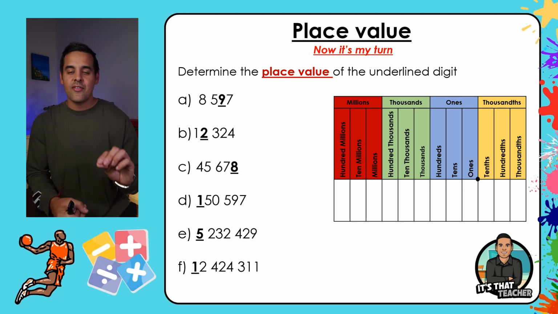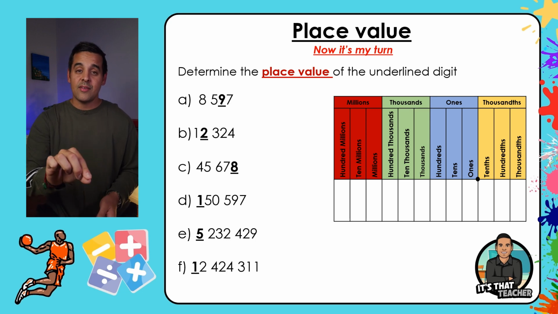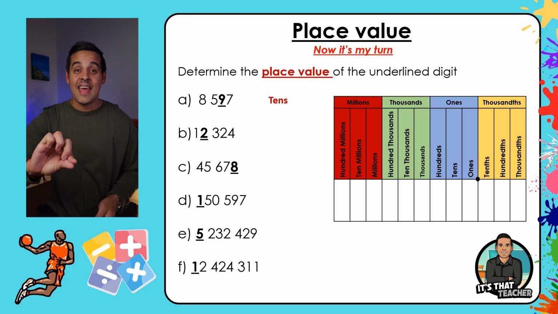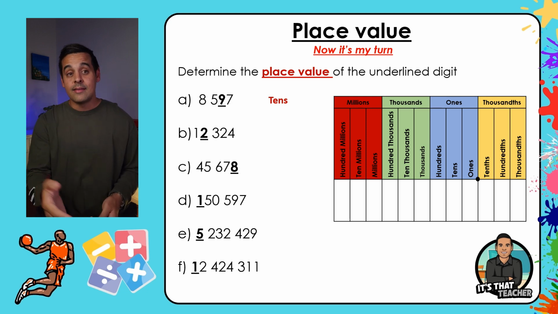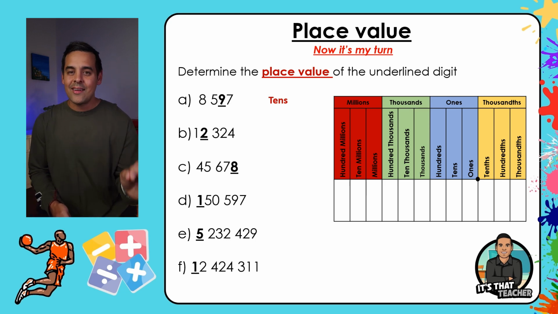So 8,597. So if you were to use the place value chart, that would land in 90 is in the tens column. So it would be tens. In B, 12,324. The 2 is underlined there. Now, 12,000, it's not in the tens of thousands, it's in the thousands, okay? So that 2 would be in the thousands.